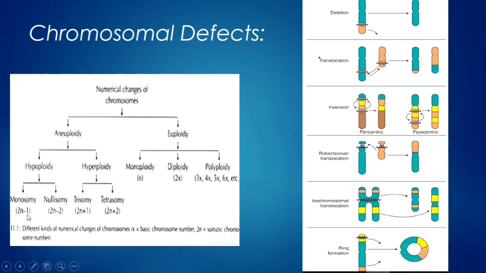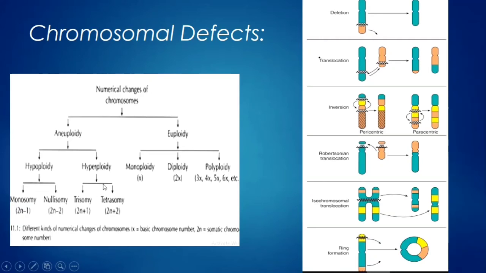So one of the chromosomes will be deleted from 46, having a total number of 45 chromosomes. In nullisomy, there will be a deficiency of 2 chromosomes, which is 2n-2. Then we look at the hyperploidy. In hyperploidy, it is also defined as polysomy. In trisomy and tetrasomy, both are examples of polysomy.